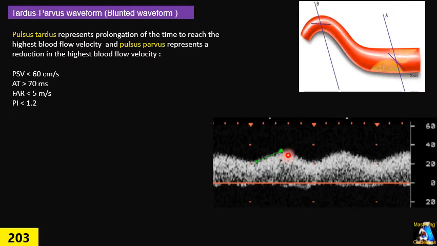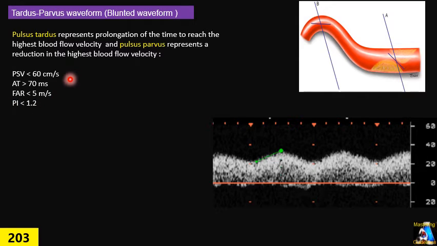So we have a low pulsatility index. The peak velocity and end-diastolic velocity become closer, so the pulsatility index decreases. And this type of waveform is characterized by low peak systolic velocity, usually less than 60, long acceleration time, over 70 milliseconds, flow acceleration rate lower than 5 meters per second squared, and pulsatility index less than 1.2.